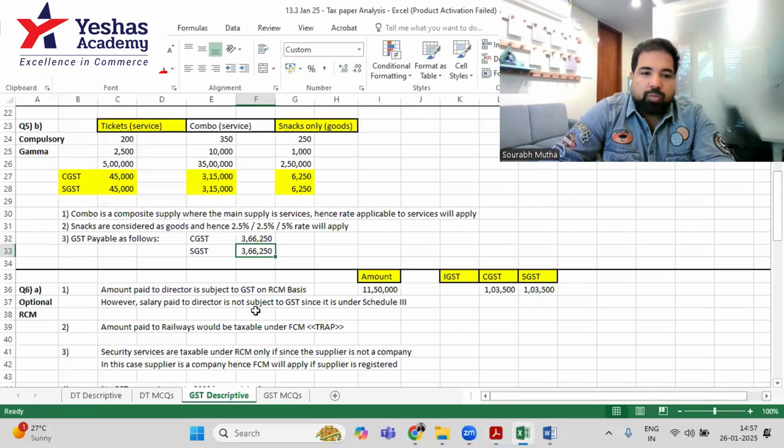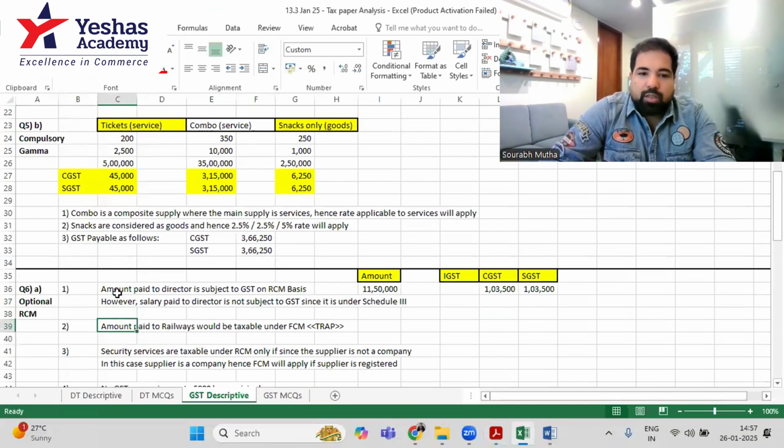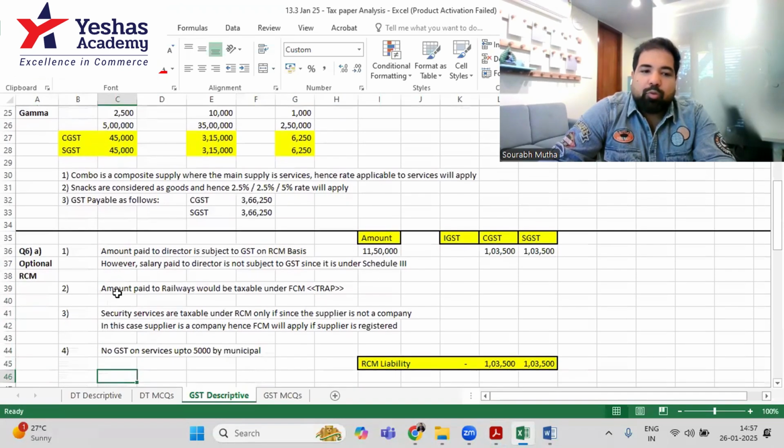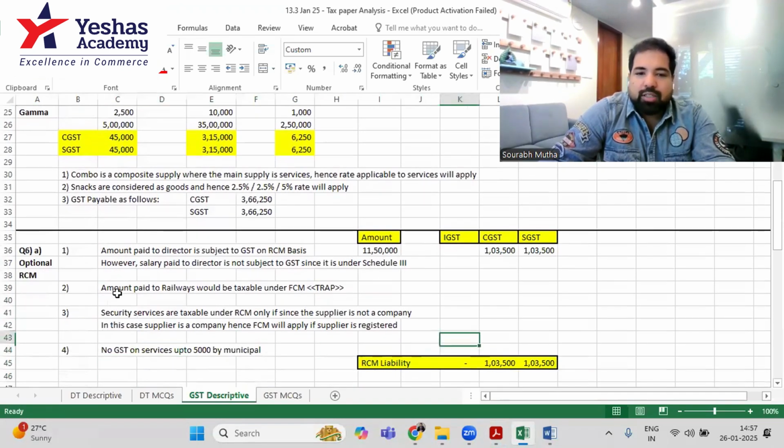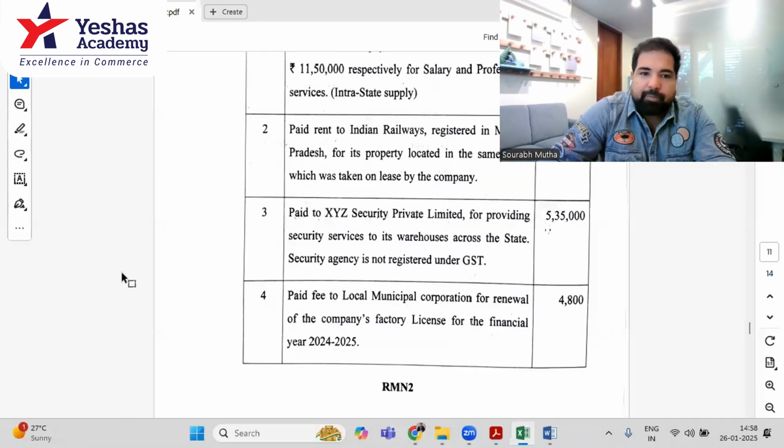So here we go. First case, they will pay. Second case, they will pay. Third case, they will pay. But fourth case, they will not pay. So this is the GST amounts. And this is the final liability. This is question number 6A.